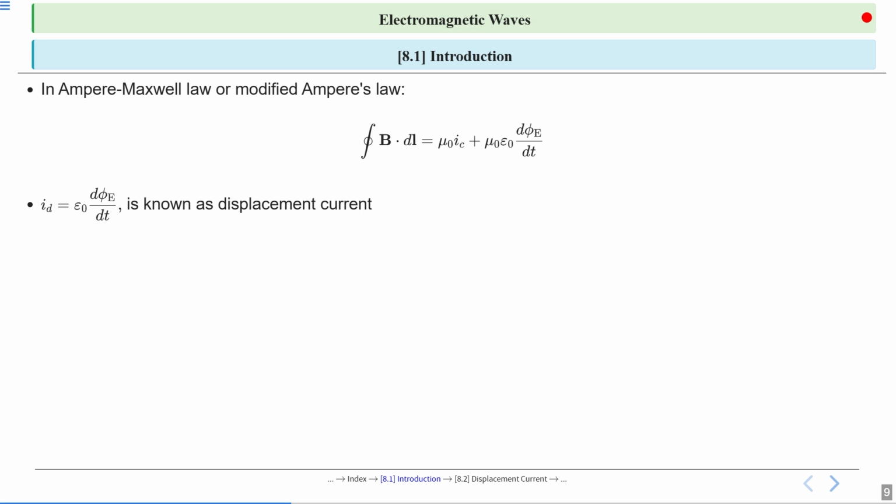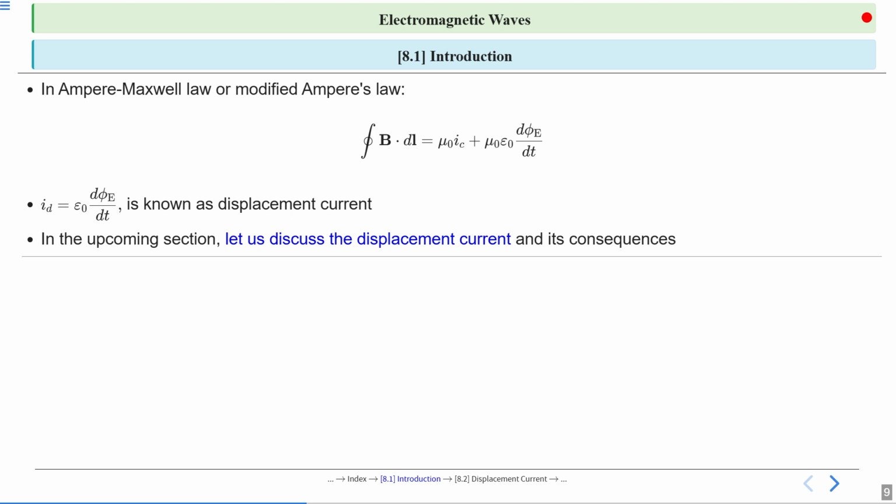That I_C is called conduction current. Conduction current is what flows through the wire. Displacement current is a hypothetical term; there is no actual displacement current. It is a hypothetical term which is used so that we can bring consistency in Ampere's law. So I_D is equal to epsilon naught d phi_E upon dt, and this is known as displacement current.